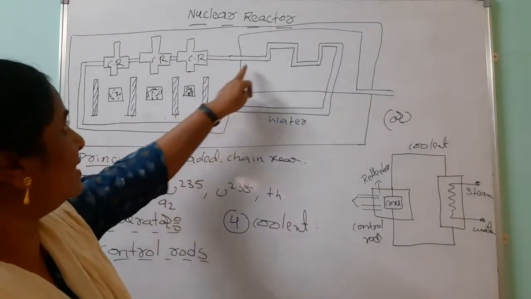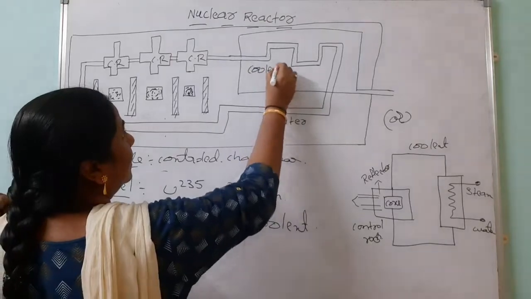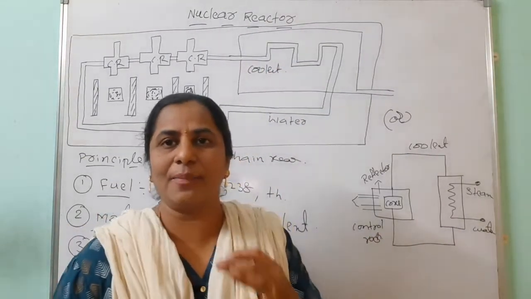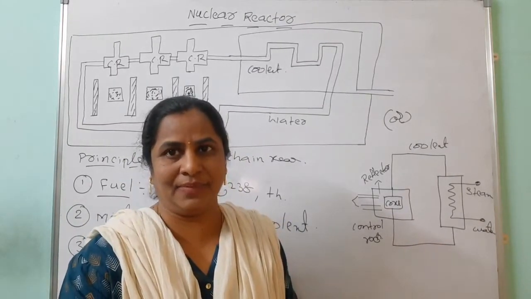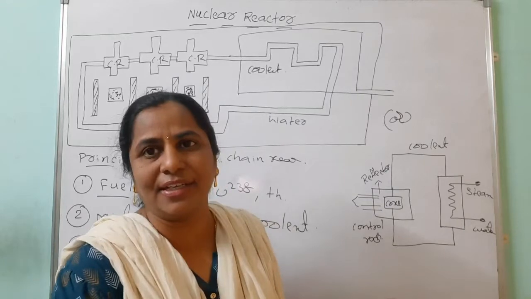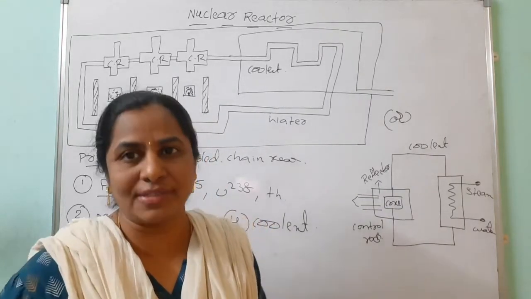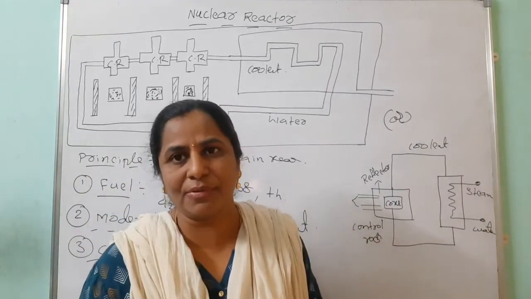This energy is taken by the coolant. So here we are using the coolant. Coolant is nothing but heavy water. We are using the water. Water becomes steam. Then steam turns the turbines. That mechanical energy is converted into electrical energy. So with the help of the water we can produce the current, this is the role. We are just converting energy from one form to another form.